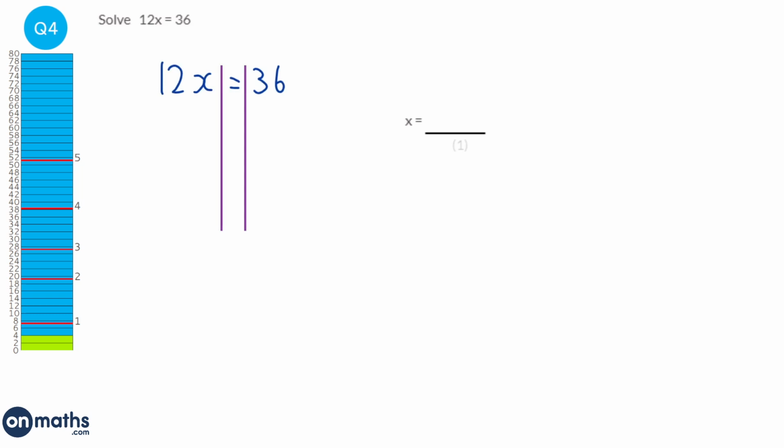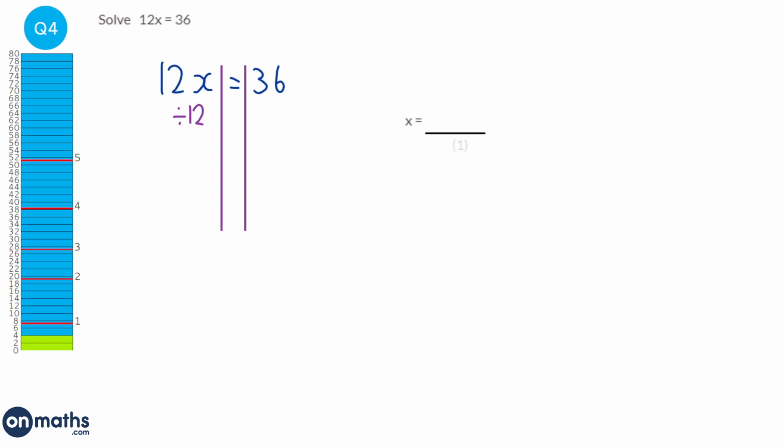Well, what's stopping x from being on its own? We've got this 12 here. Well, what's that 12 doing to the x? Well, it's timesing it by 12. So we need to do the opposite of that to get rid of it. What is the opposite of times 12? Divided by 12. Now these lines show us we've got to do the same to the left and right.